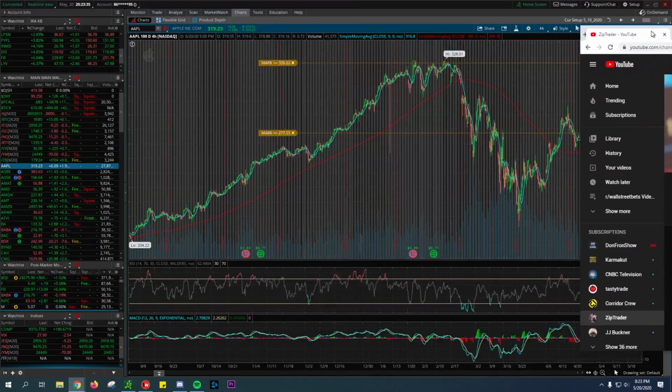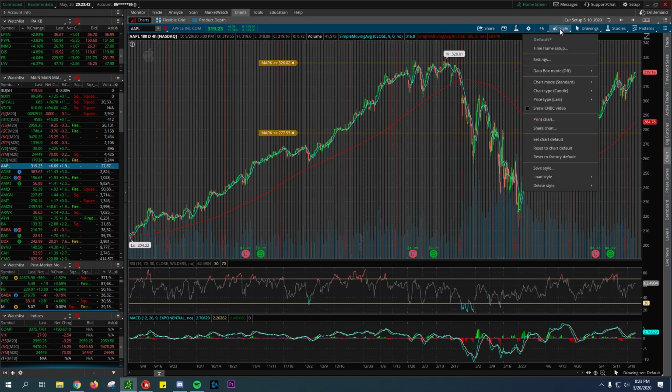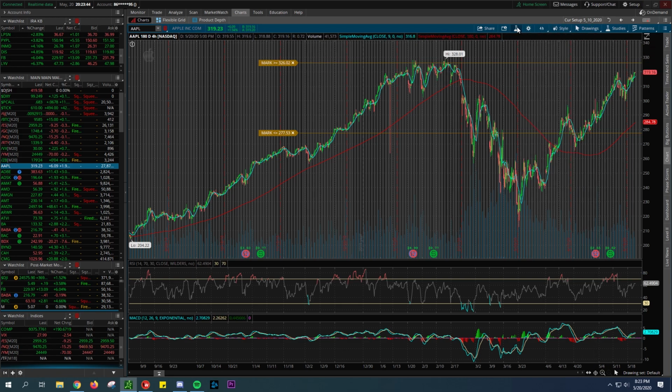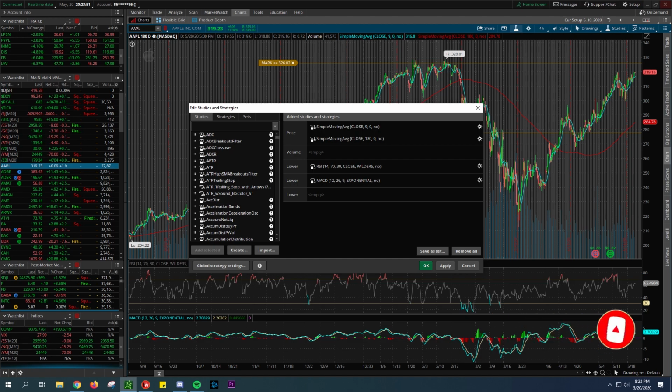So what he uses, we can go here to the little thing here. He uses the simple moving average. That being said, the simple moving average is a little bit different than the exponential moving average that I use, but he uses the 9 on the close and the 180 on the close as well. Then he has the generic RSI and then the standard MACD. Those are basically his go-to setup.